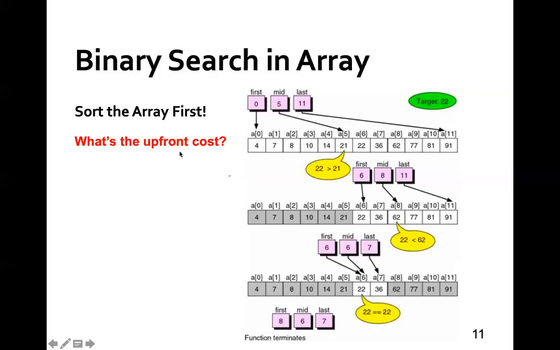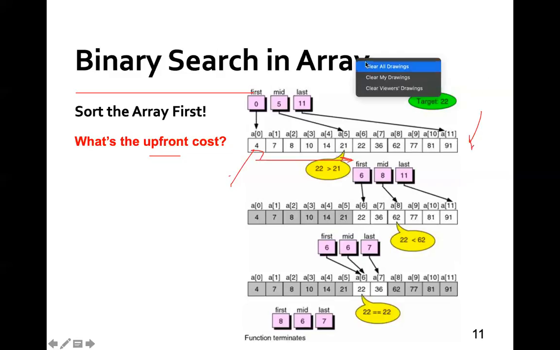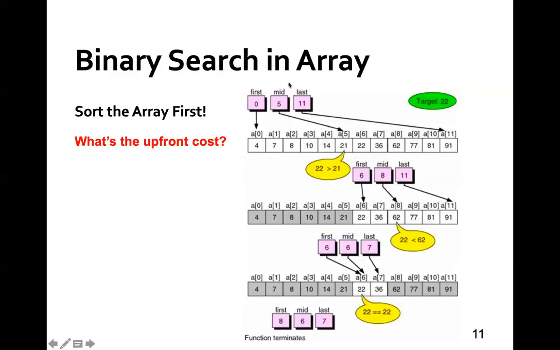Professor, by upfront cost, you mean the upfront cost to sort this array, right? Sorted, right? Then you can do binary search. Upfront cost means you have to sort it. Because if you don't sort it, it's going to be in random order, then you cannot do binary search. Firstly you need to sort it. Then on the sorted array you can do binary search.